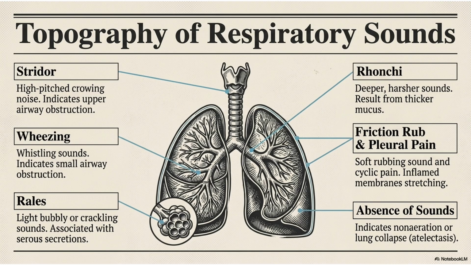Now, acoustic anomalies tell us where the problem is located. For example, stridor is a high-pitched crowing noise, indicating upper airway obstruction. Wheezing indicates small airway obstruction. Rales are light, crackling sounds associated with serous secretions in the lungs, while rhonchi are deeper sounds from thick mucus. A total absence of sounds in the lungs indicates lung collapse.